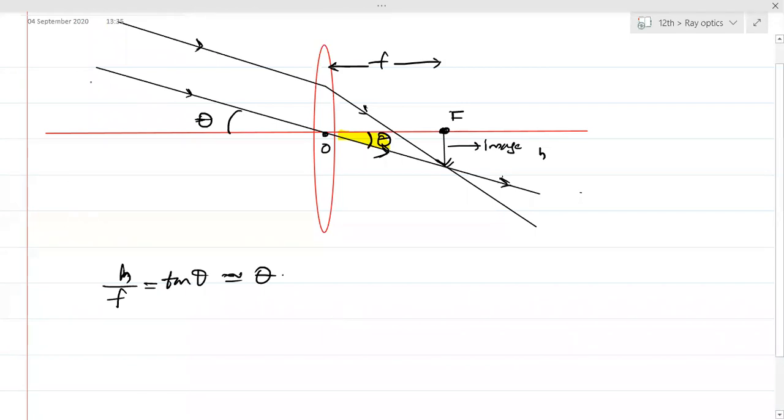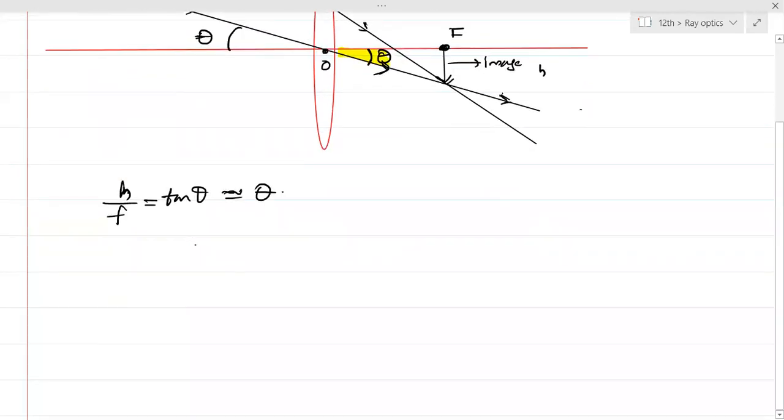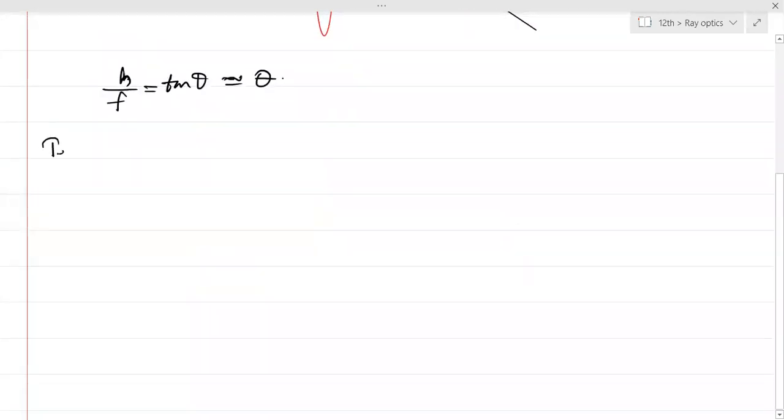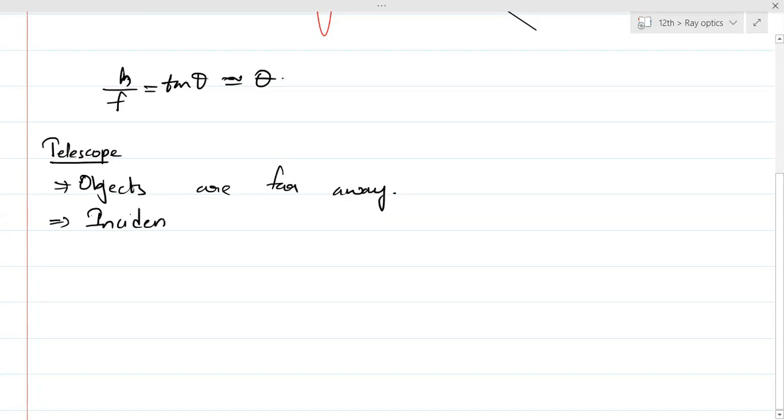Okay, so this is the case when you have infinite rays. Now, obviously, why do we use a telescope? Telescope कौन सा केस में यूज करेंगे? To look at distant objects. Telescope is used to look at distant objects जो काफी दूर होगा. If objects are very far away, the incident rays reaching the telescope will almost be parallel.